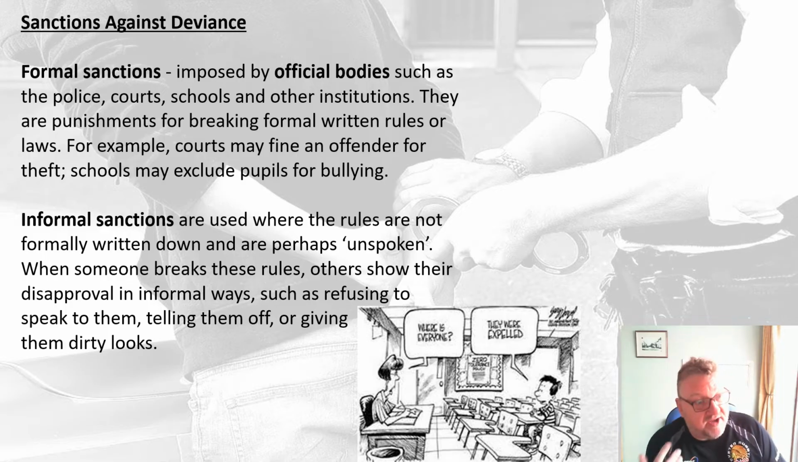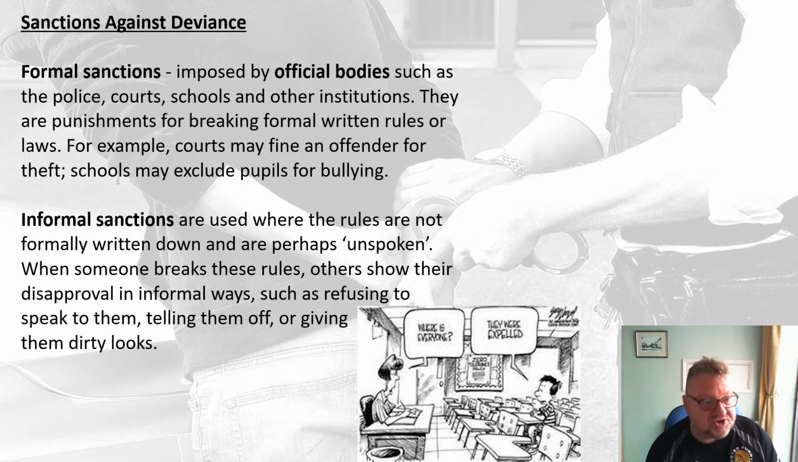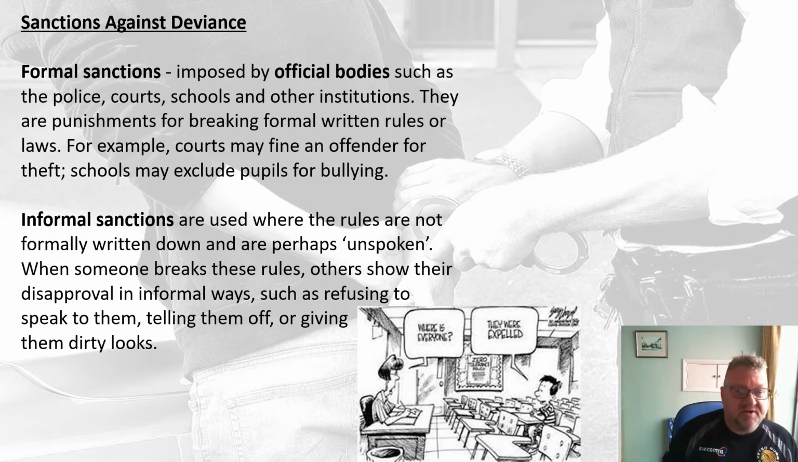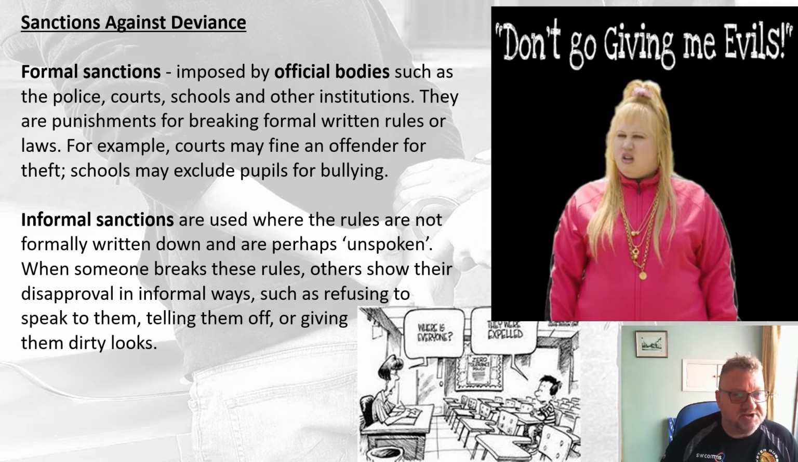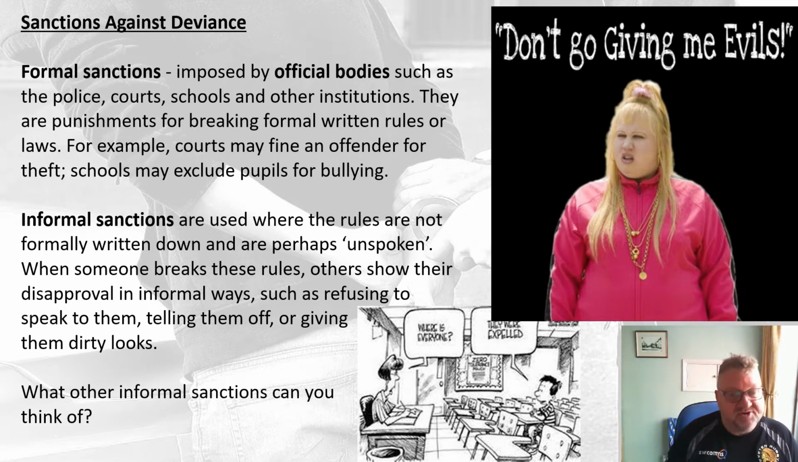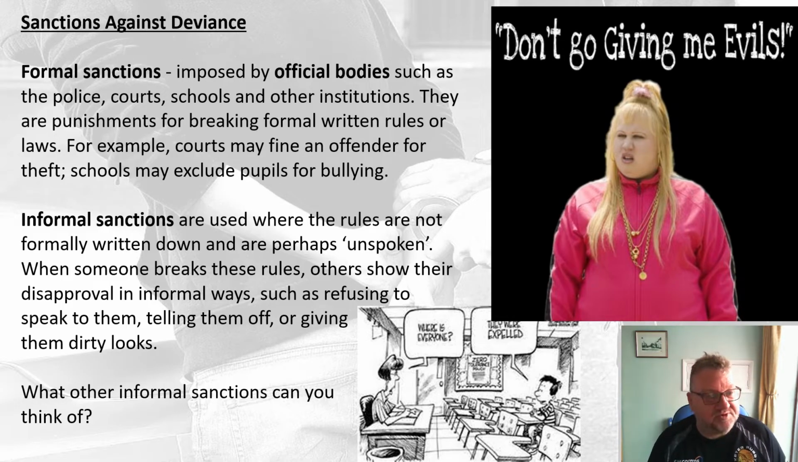And of course, you then have informal sanctions, which are used when the rules aren't formally written down. They're more unspoken. So when someone breaks these rules, others show their disapproval in informal ways, such as refusing to speak to them, telling them off, or giving them dirty looks, that sort of thing. So that's what we mean by an informal sanction. Tutting at someone, giving me evils, would be an informal sanction.